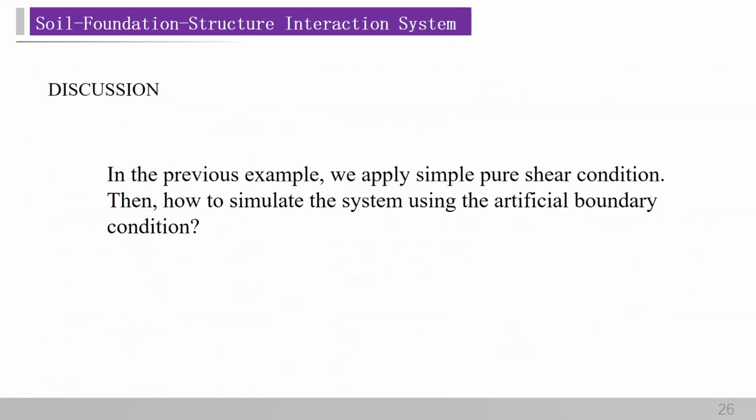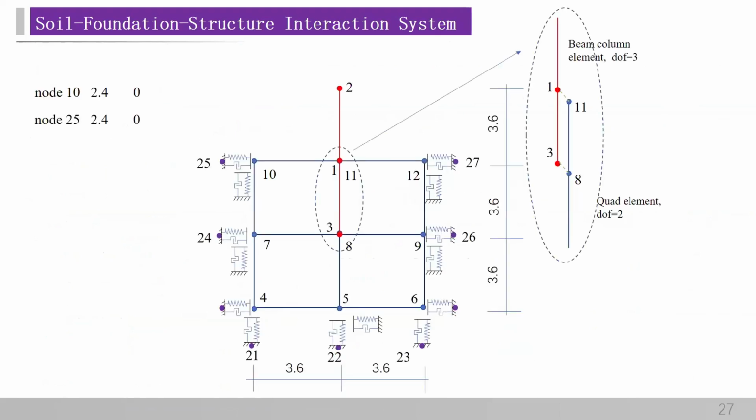Okay, the next topic is about this: in the previous example, we applied the simple fixed condition. Here we are wondering how to simulate the SSI system using the artificial boundary condition. I have built a very small SSI system to show you how to do it. This is the soil part, and the red line indicates the frame structure and the piles.